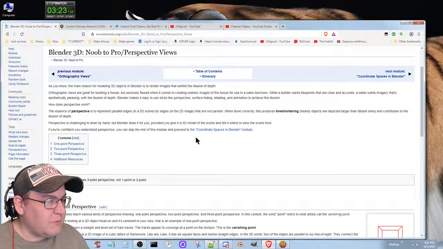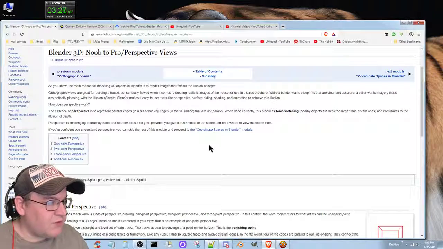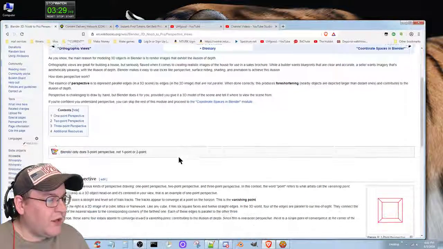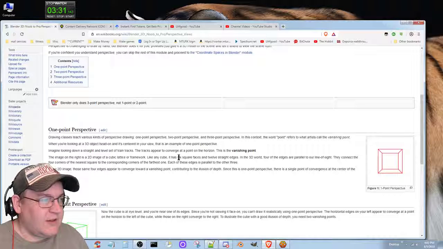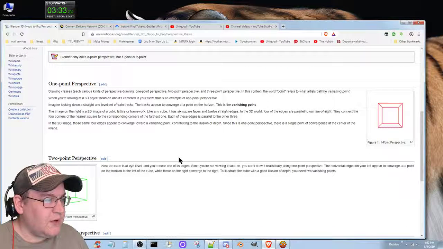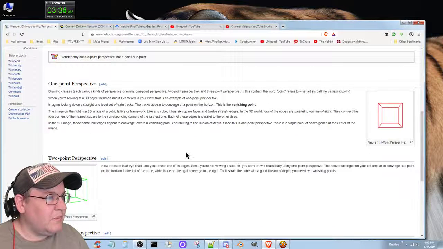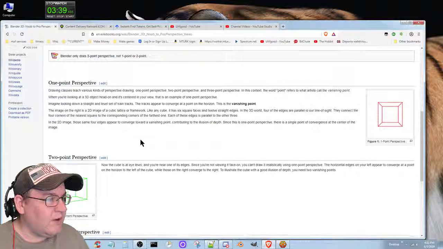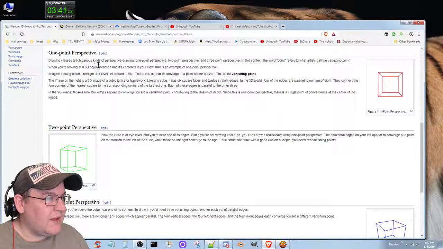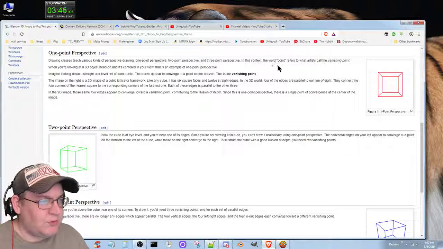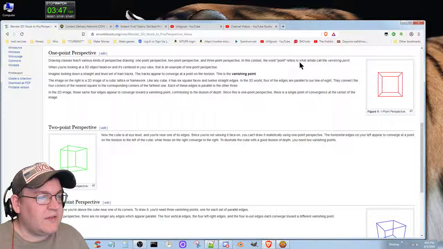If you're confident you understand perspective, you can skip the rest of this module and proceed to the coordinate spaces in Blender module. We're going to go through this anyways, just to be complete here. Blender only does 3-point perspective, not 1 or 2-point. Okay, right. Drawing classes teach various kinds of perspective drawing: 1-point perspective, 2-point perspective, and 3-point perspective. In this context, the word point refers to what artists call the vanishing point.